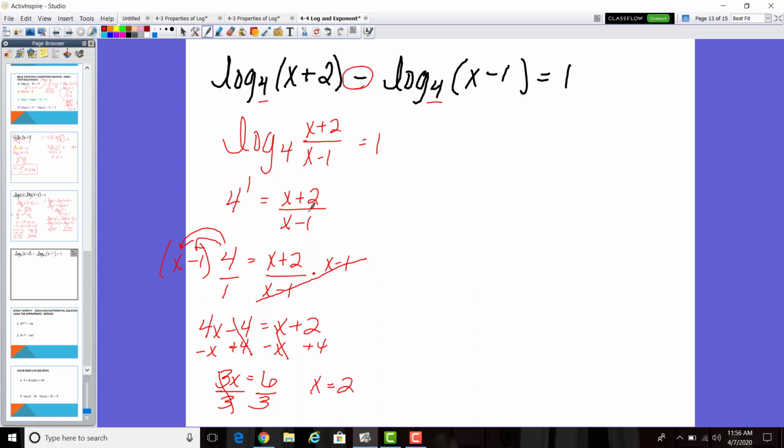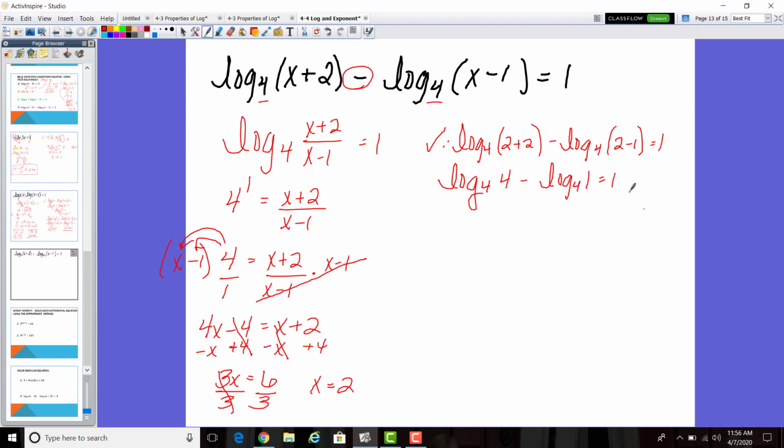Right now, that's the solution to this linear equation. I need to make sure it works in my log by checking it. So I have log base 4 of 2 plus 2 minus log base 4 of 2 minus 1. So I'm trying to confirm that log base 4 of 4 minus log base 4 of 1 does in fact equal 1. Again, there's many different ways you can do this. The first way is evaluate each log separately. Log base 4 of 4 equals 1. 4 to the 0 power equals 1, so this log has a value of 0, and 1 does equal 1. That's the first way you could do it.